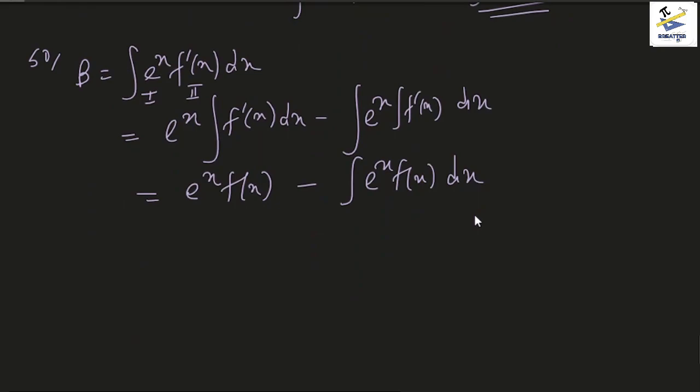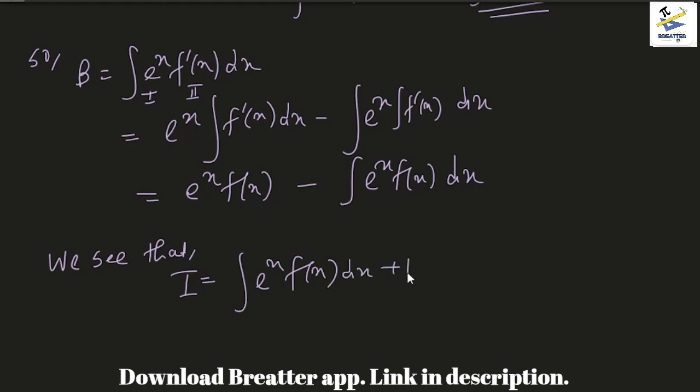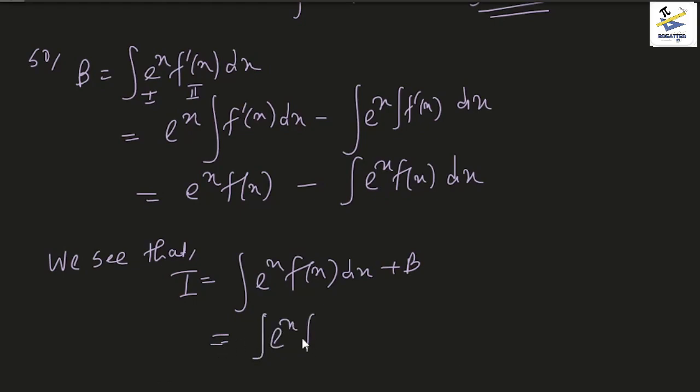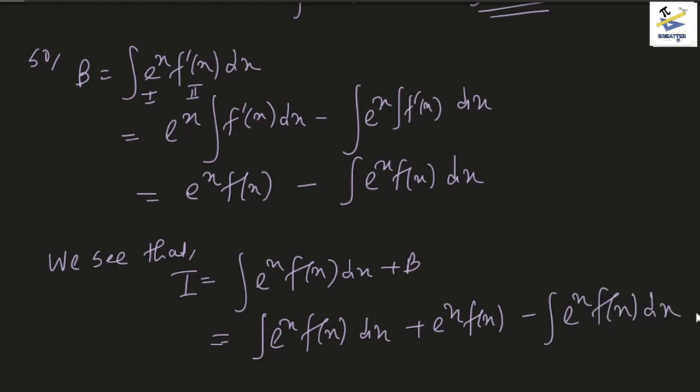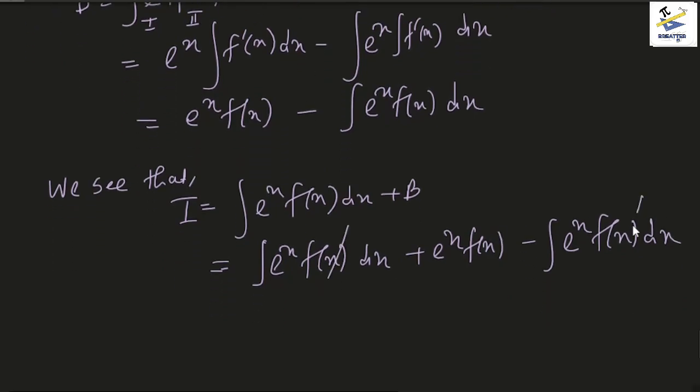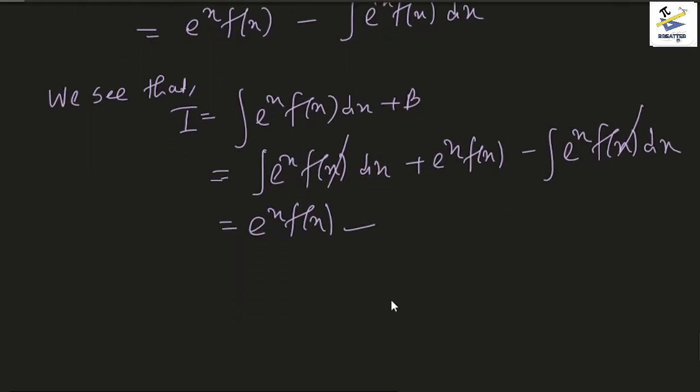So if we put the value of B there, we see that I is equal to integral of e to the power x f of x dx plus B, where B is our desired integral which we have just evaluated using integration by parts, and which becomes integral of e to the power x into f of x dx plus e to the power x into f of x minus integral of e to the power x into f of x dx. And as you can see, these two integrals cancel off because they are exactly the same thing, so the answer is just e to the power x into f of x, which is the answer for the integral.